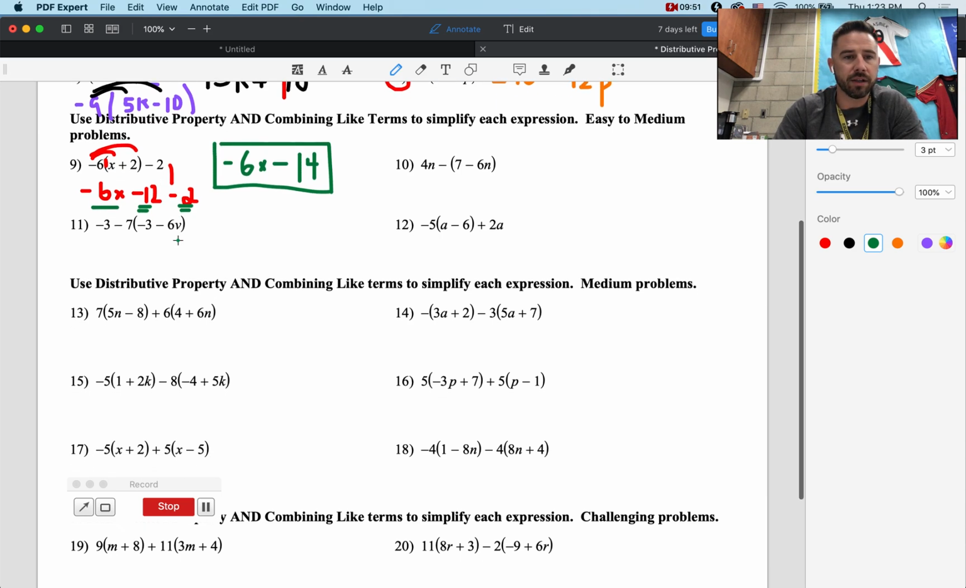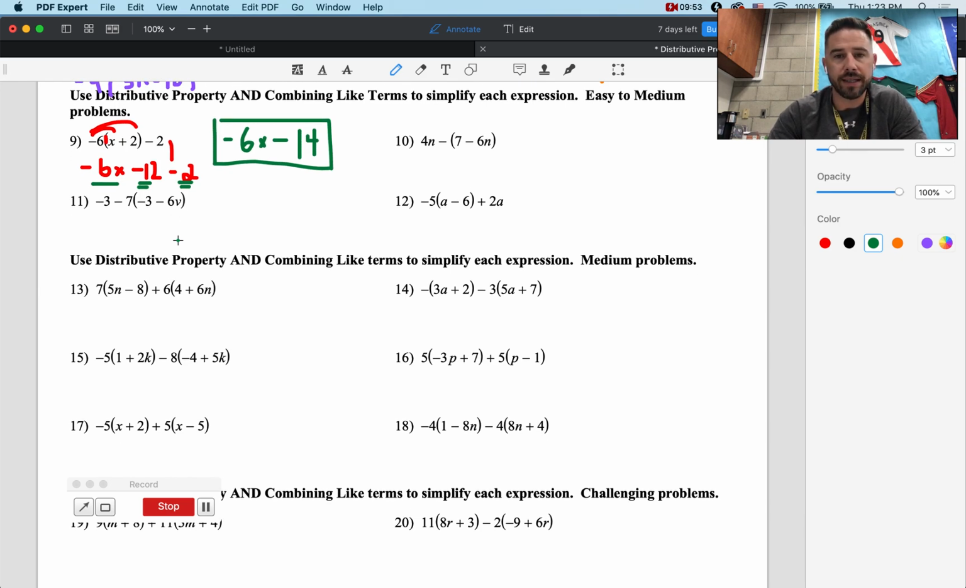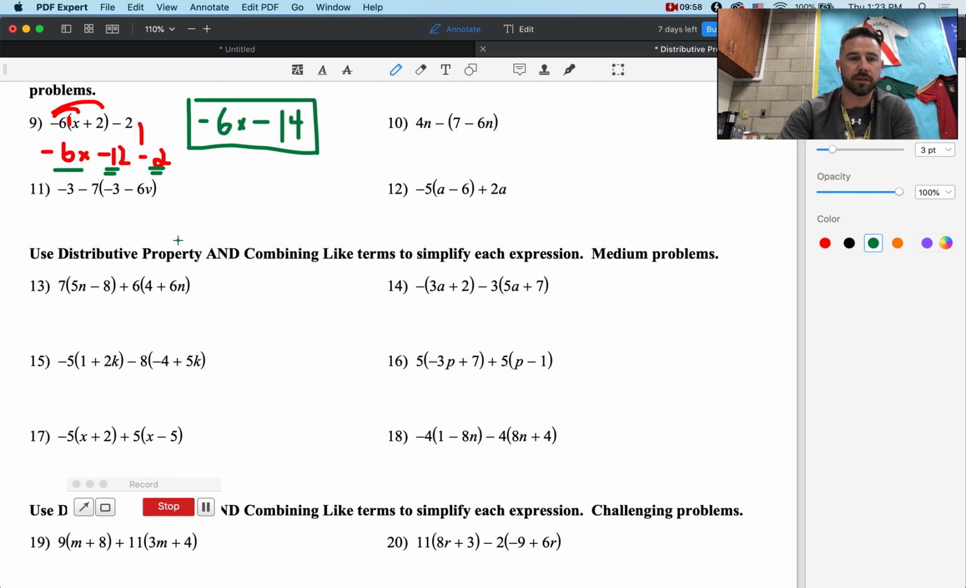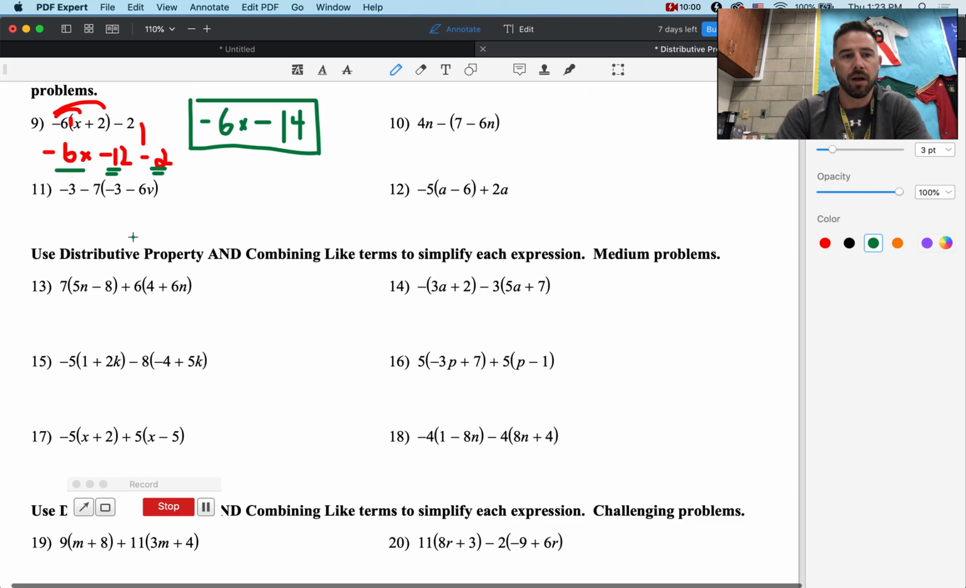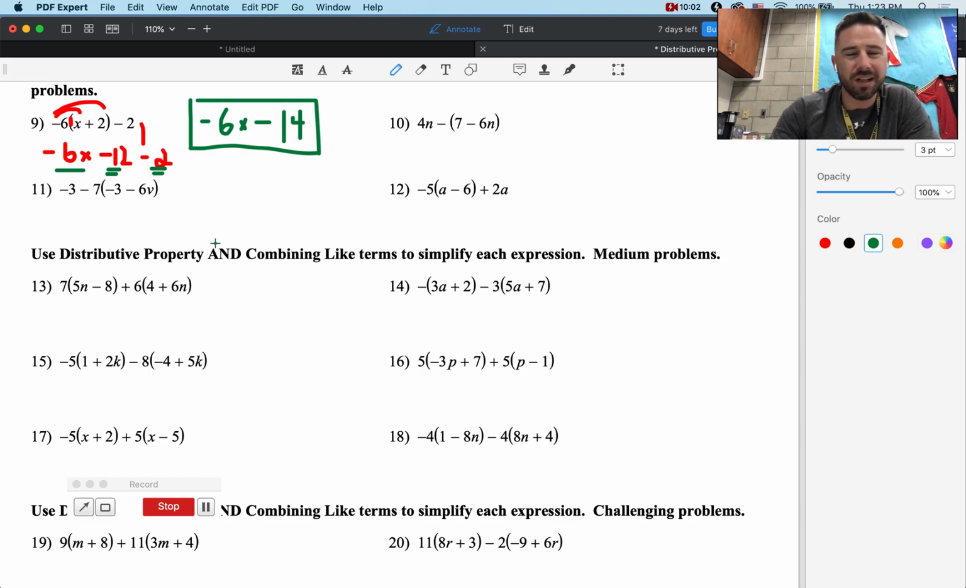What's next down here? Let's look at this one. Ooh, this one's looking a little crazy. And it's important that we go over this one because, let's see if I can zoom in. Oh, I can zoom in. I love it. It's important that we do this one just because it looks weird.